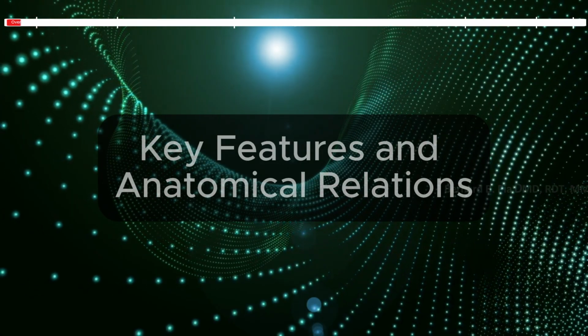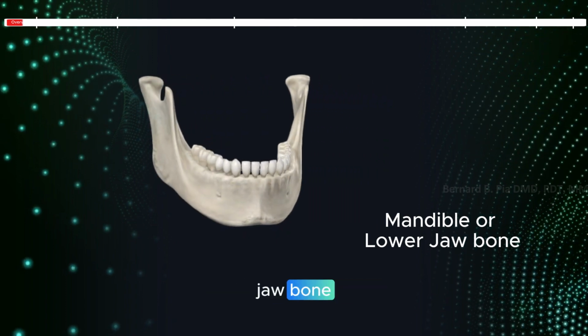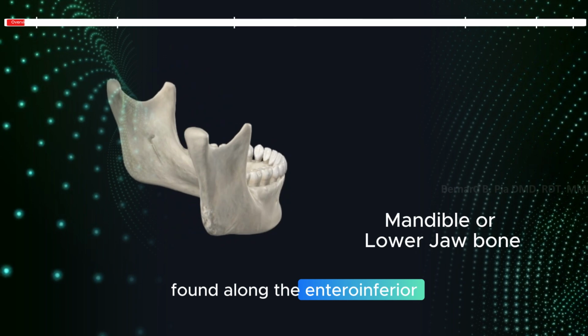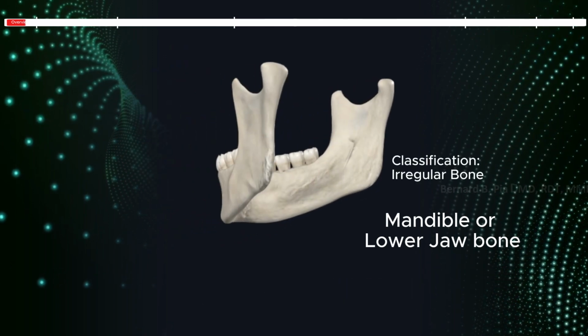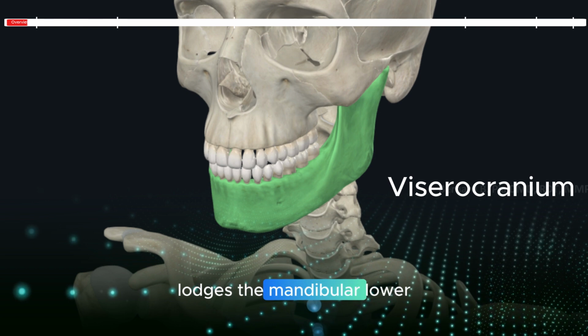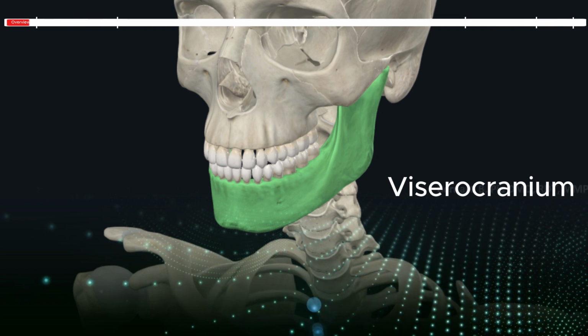Key features and anatomical relations. The mandible, or lower jaw bone, is a single, large, U-shaped bone found along the anteroinferior aspect of the cranium. It is classified as an irregular bone, lodges the mandibular lower teeth, and contributes to the formation of the viscerocranium.